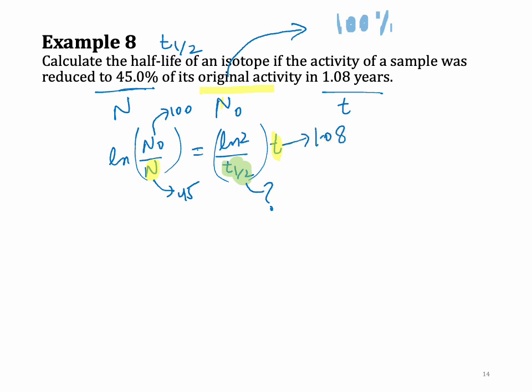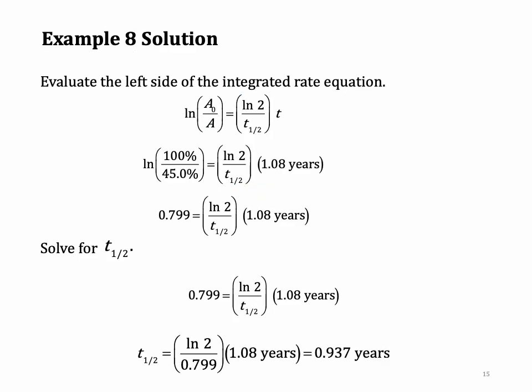So again you would just rearrange this equation to solve for t half. So N0 is 100, divided by 45, 1.08. From here we solve for these terms and it comes out to 0.937 years.